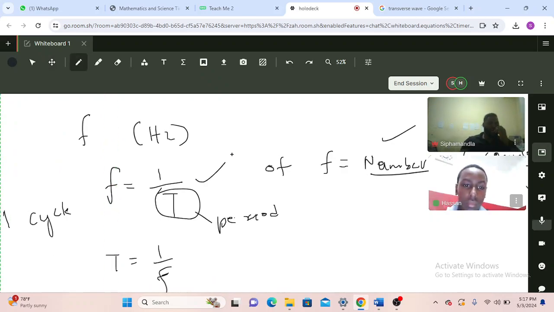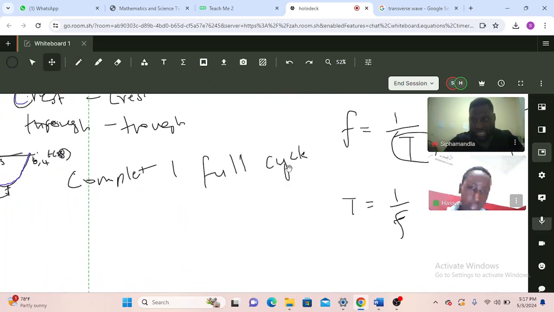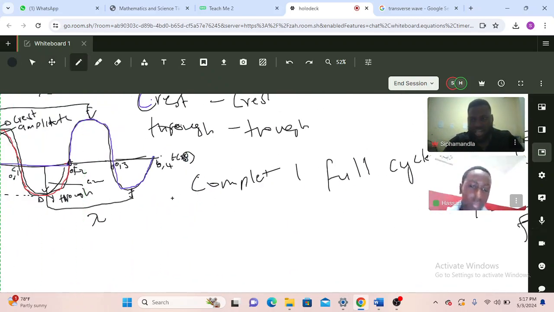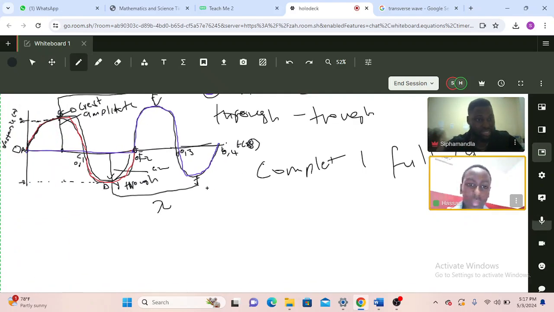Do you have any questions here? No? Now let's go ahead and do some calculation. Let's say we're given this wave, and they say calculate the frequency for this wave. So we'll use the first method and the second method, so that you can see the difference.